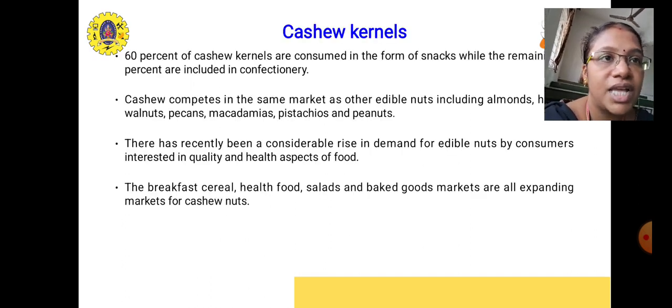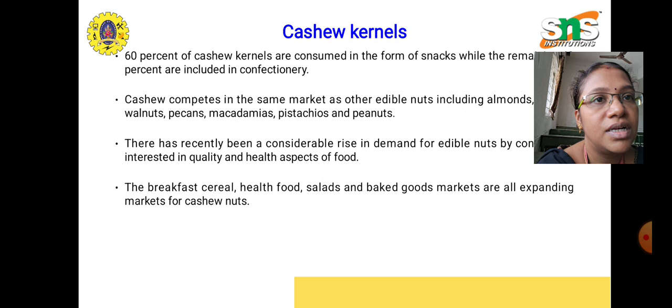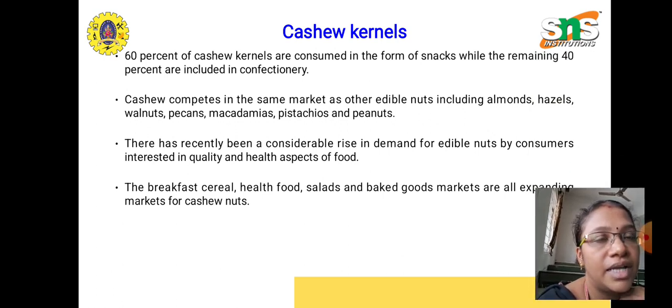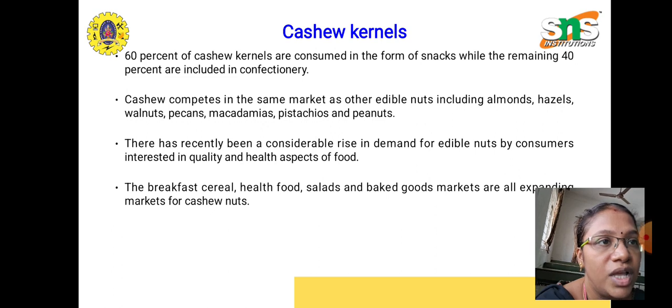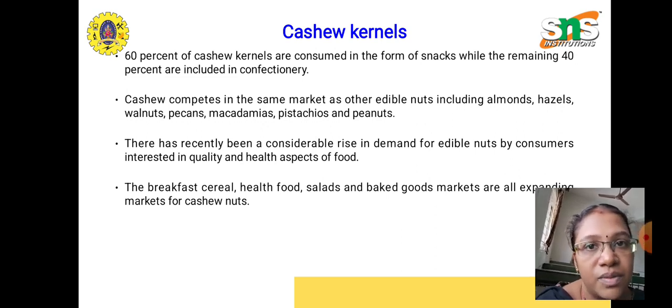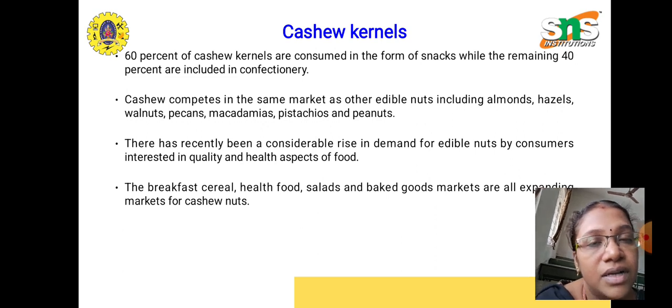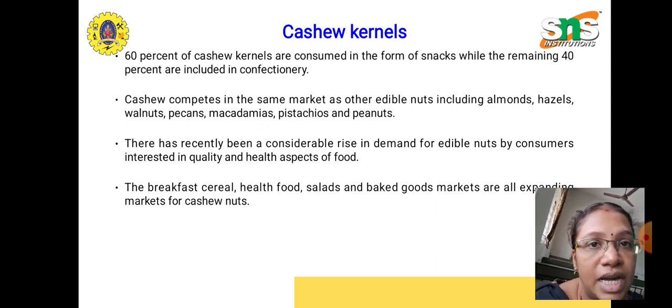The last product is the cashew kernels. About 60% of the kernels are consumed as a snack, while the remaining 40% is used in confectionery processing. This competes in the same market as other edible nuts, including almonds, hazelnuts, walnuts, pecans, macadamias, pistachios and peanuts. So it has equal competitors among the other edible nuts.